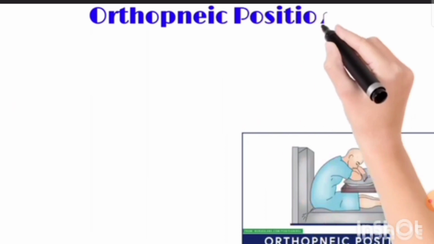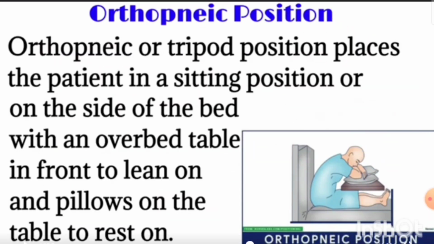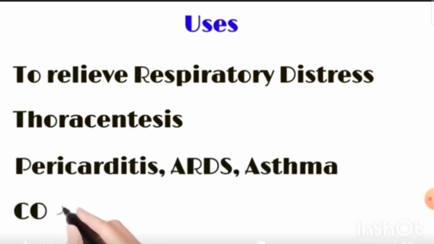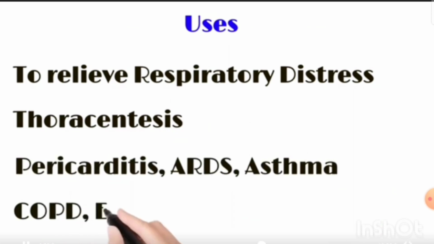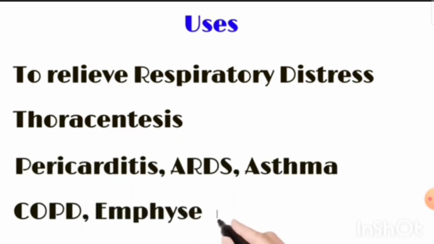And this is the orthopneic position, which places the patient in a sitting position or on the side of the bed with an overbed table in front to lean on and pillows on the table to rest on. And the uses are to relieve respiratory distress, tracheostomy, pericarditis, acute respiratory distress syndrome, asthma, COPD, and emphysema.